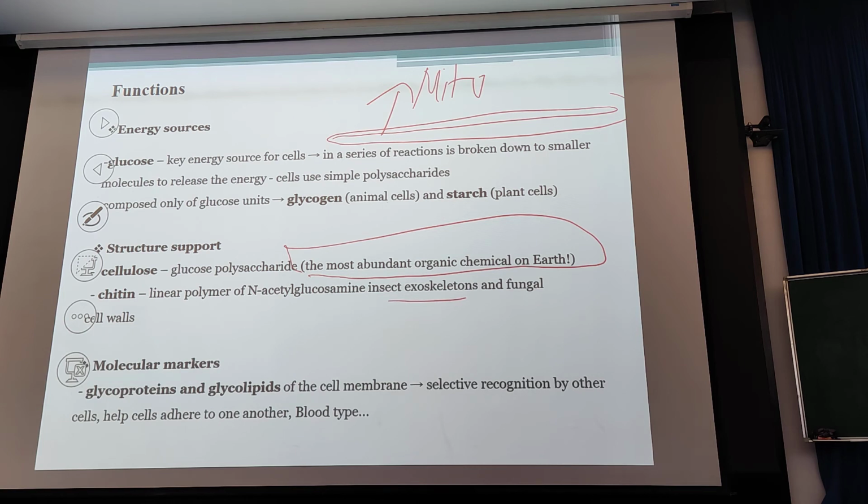And the last function of carbohydrates is as molecular markers. When carbohydrates connect with proteins or with lipids, we have glycoproteins and glycolipids in the cell membranes. So it's where selective recognition by other cells happens.